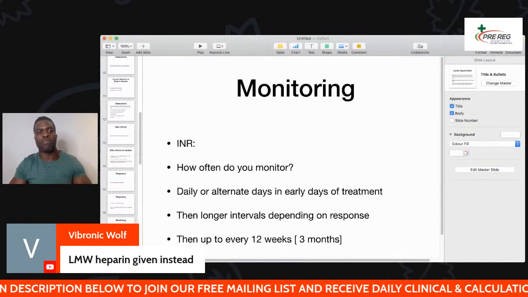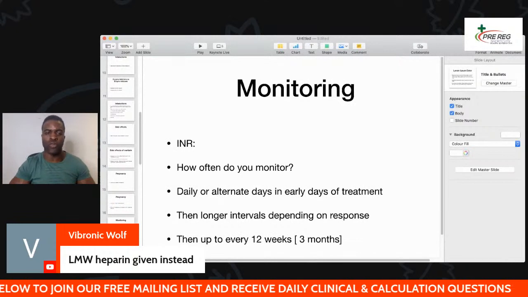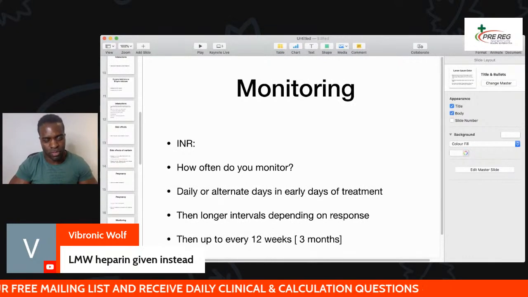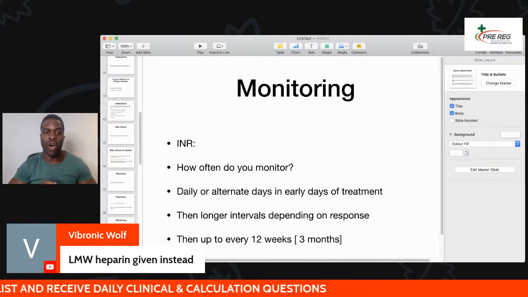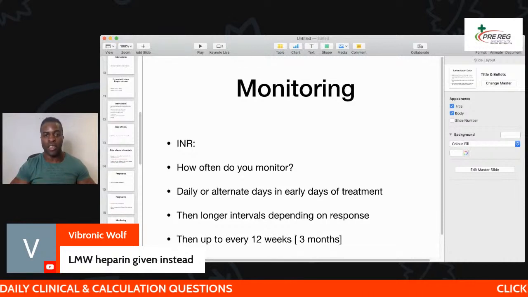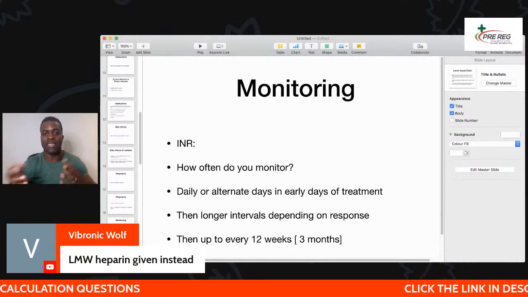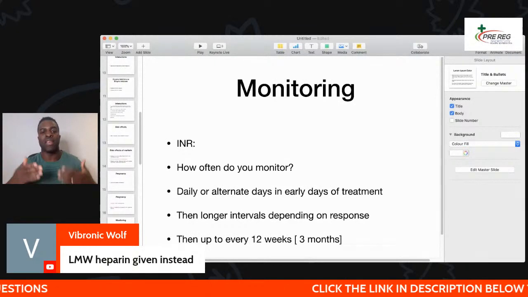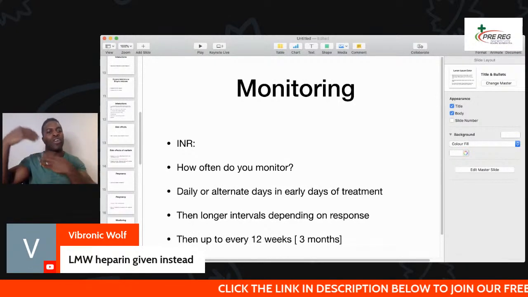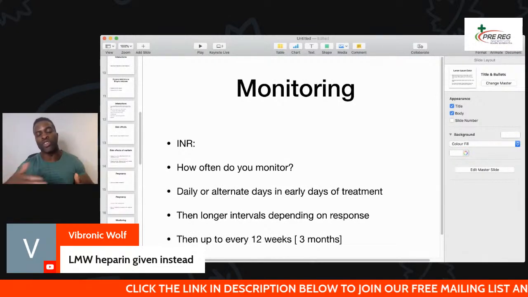So you need to know how often you need to monitor. You need to know, first of all, you monitor INR. You monitor your INR, and then you need to know how often you need to monitor your INR. So I mentioned that earlier. You normally start daily or alternate days at the beginning of the treatment. And then if that's more stable, then you do longer intervals, and then you get to the point where you can do it every 3 months.